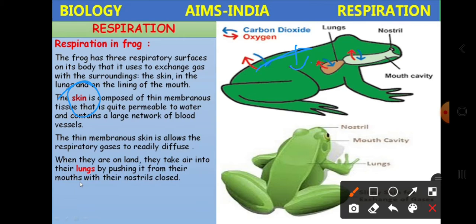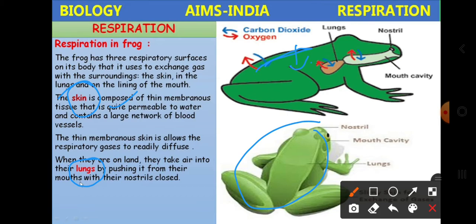Now they will take up the oxygen that is dissolved in the water. Means whenever a frog is present in the water, it uses its skin for the respiration process. The same frog when it comes on the land tries to respire with its lungs. So frog is such an animal where in its life cycle it will show three types of respirations. One is cutaneous respiration. When it is present in water, it respires through skin, so that is cutaneous respiration.